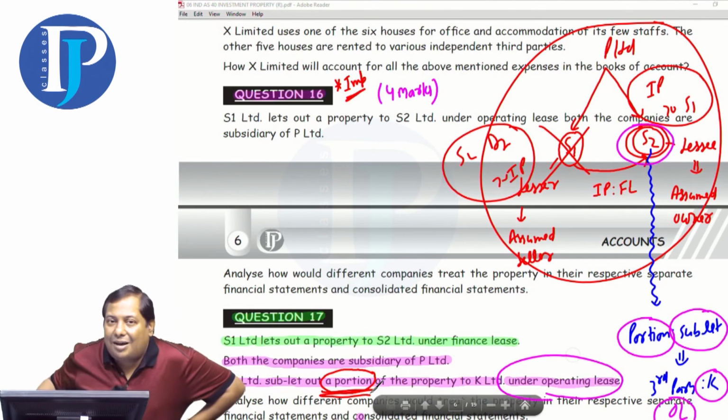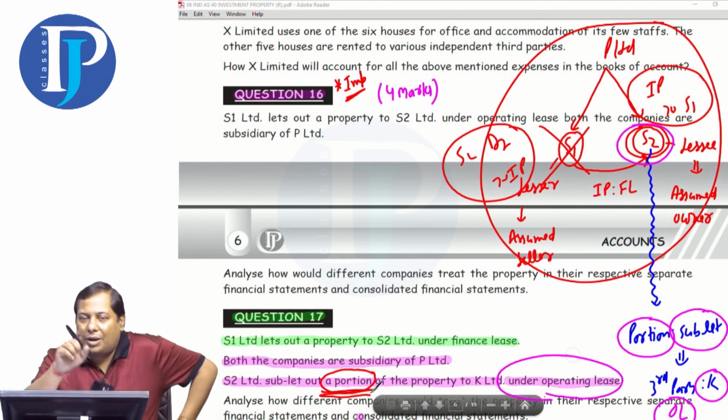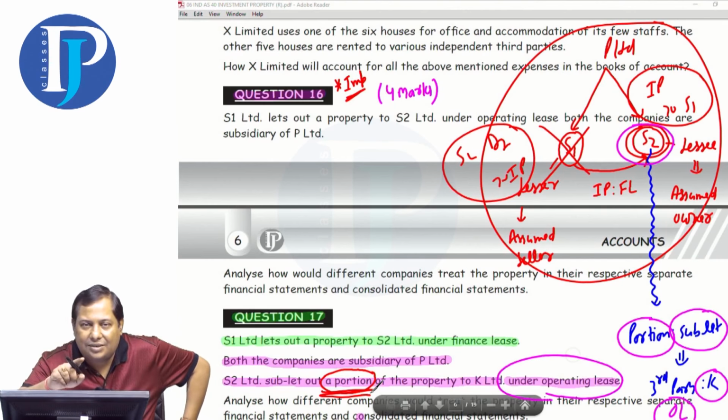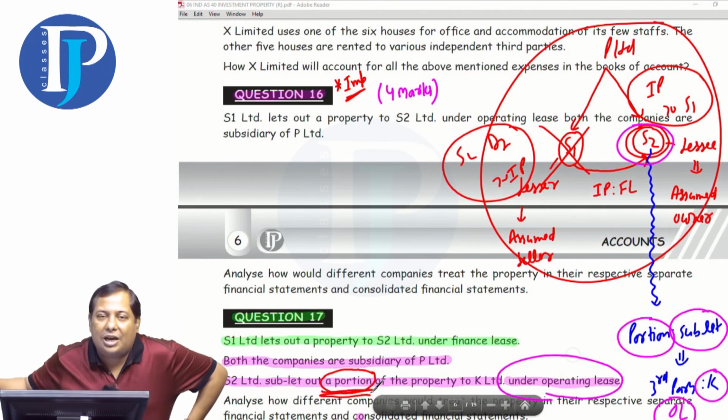Now think, if there was a finance lease instead of an operating lease, then K would have become the owner. That property wouldn't be yours thereafter, and you might have been in shock, not knowing what to do. Then I would have told you that no Ind AS applies to the portion that is sublet.